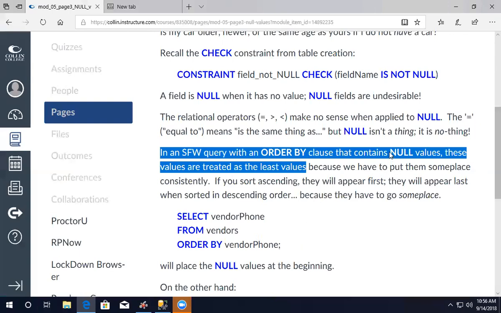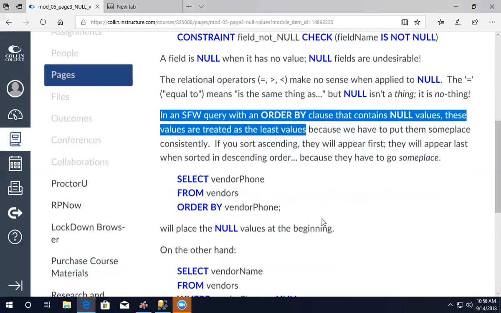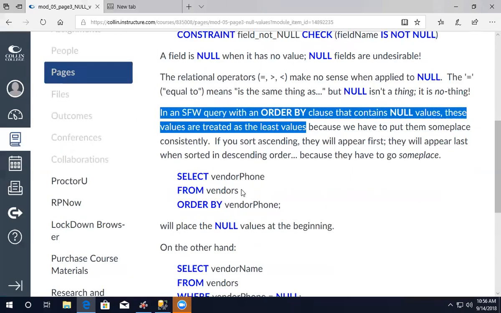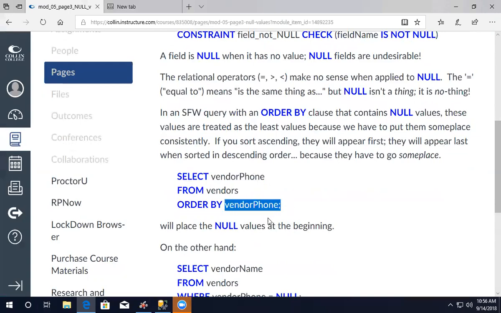So when I order by a null value, they have to go someplace. Therefore, they just arbitrarily decided here's what it's going to be: we're going to put them at the beginning of the sort order. They can't just fall in there randomly. So we've got to put them one place or the other, either at the beginning or the end. They chose the beginning. So select vendor phone from vendors order by vendor phone. If they don't have a vendor phone, they're going to come at the beginning.